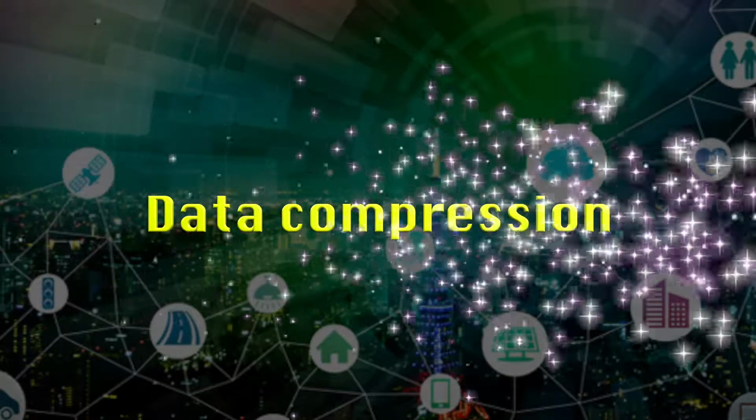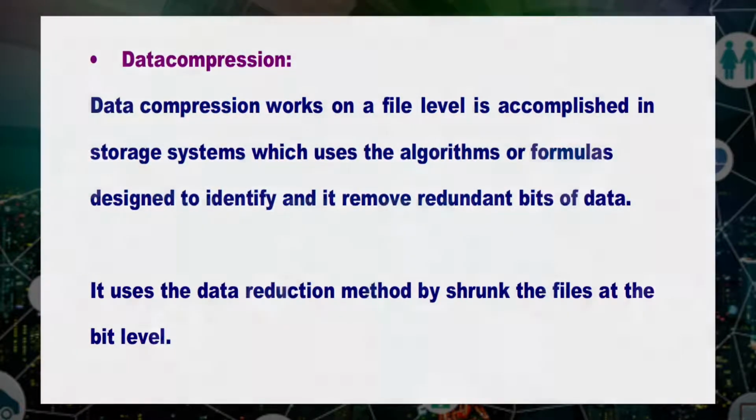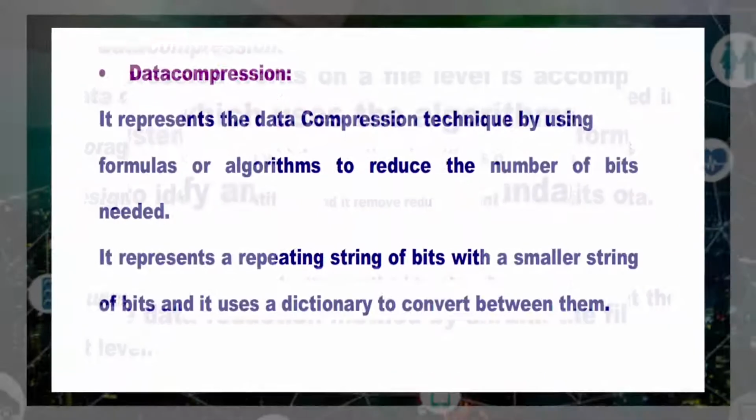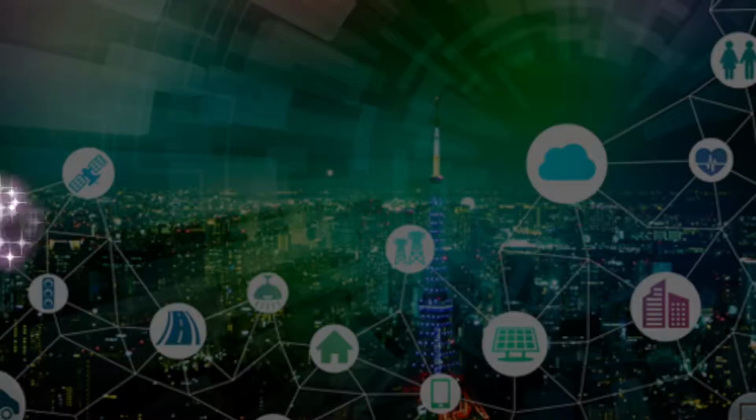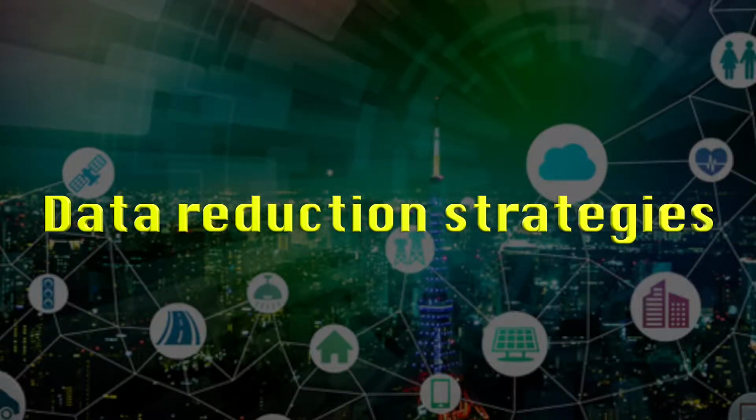The next technique is data compression. Data compression at the file level is accomplished in storage systems which use algorithms or formulas designed to identify and remove redundant bits of data. It shrinks the files at the bit level. It uses formulas or algorithms to reduce the number of bits needed. It represents a repeating string of bits with smaller strings of bits, and it uses a dictionary to convert between them.